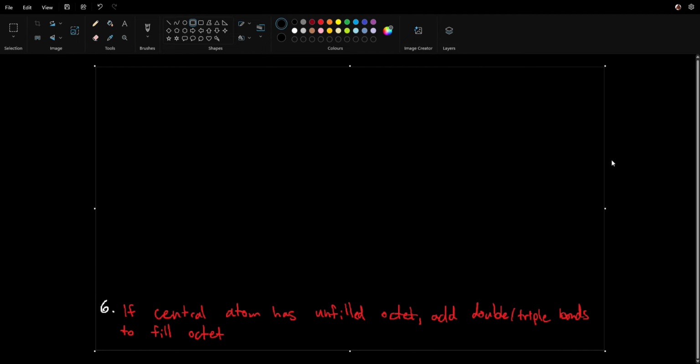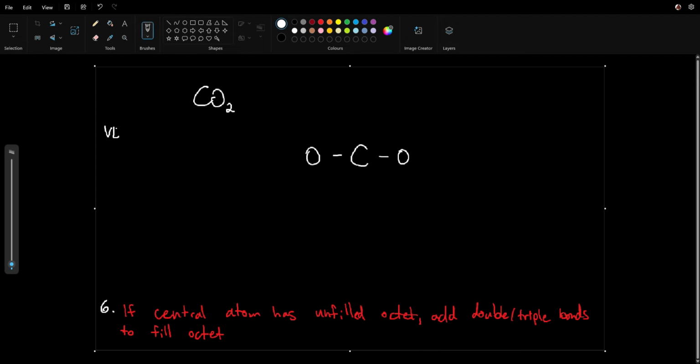Now for the last and final step, once you've checked your valence electrons total, and you find that the central atom has an unfilled octet, then you should add double or triple bonds in order to fill this octet. So we're going to look at a quick example of CO2, or carbon dioxide. So if we know that carbon is going to be our central atom, and if we go oxygen and oxygen, quickly I should actually count my valence electrons, which is 4 plus 2 times 6, which will be 16.